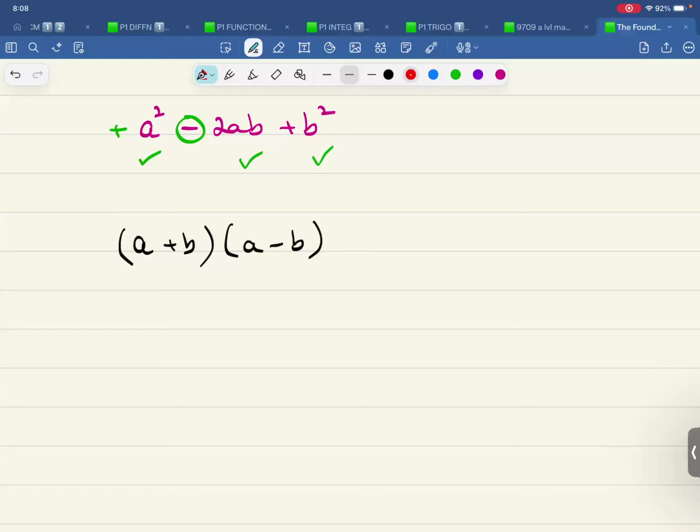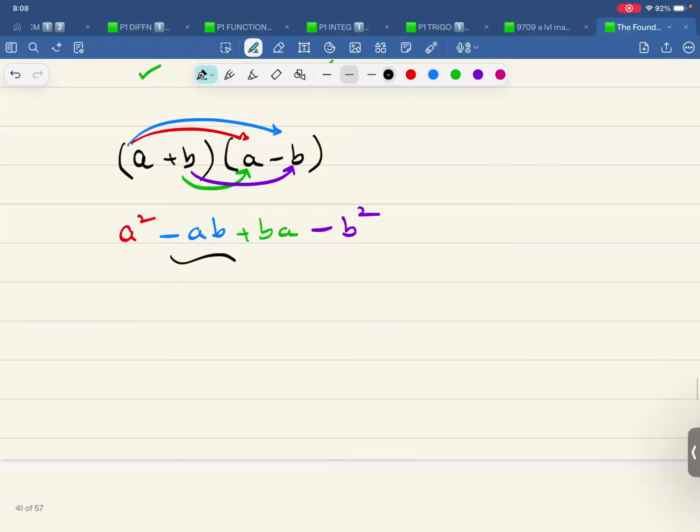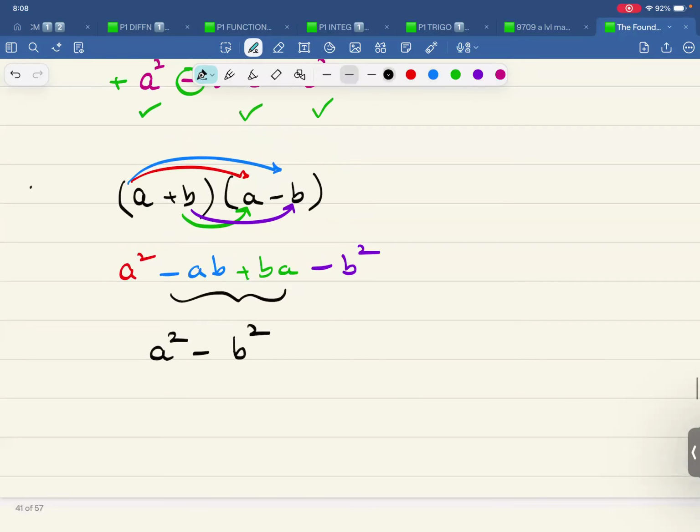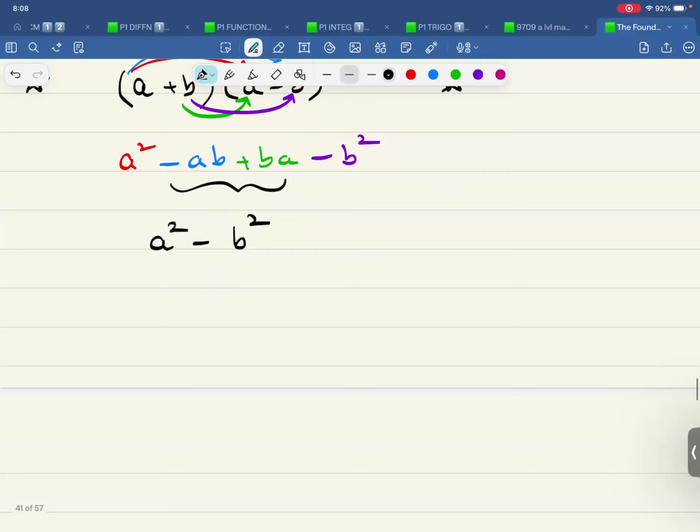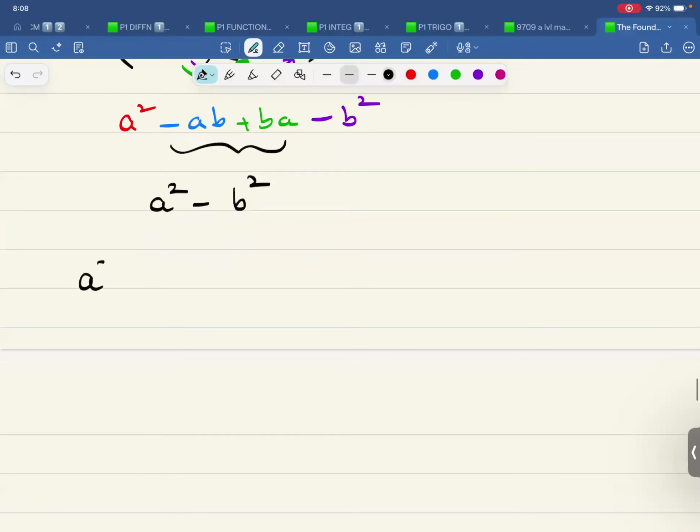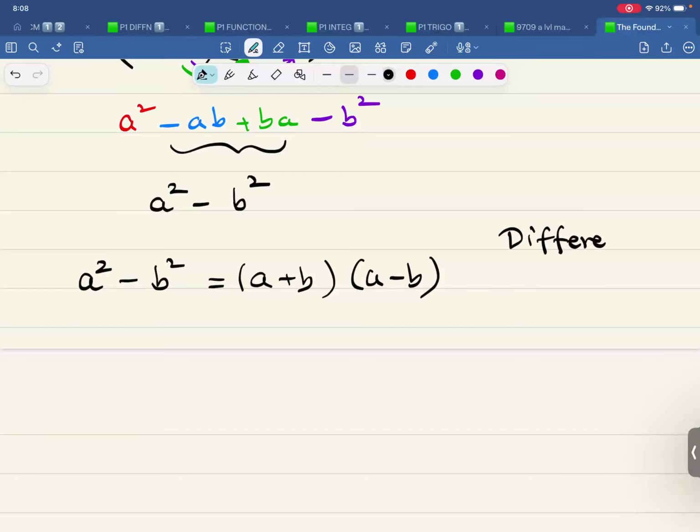So now this is a into a, that is a square. Then you have a into negative b, negative ab. Then you have b into a, that is positive ba. Then you have b into negative b, negative b square. What happens? These two terms cancel out and you are left with a square minus b square. So now this is what interests me, because if I write it like this, a square minus b square, that is a plus b, a minus b, this is known as difference of two squares.